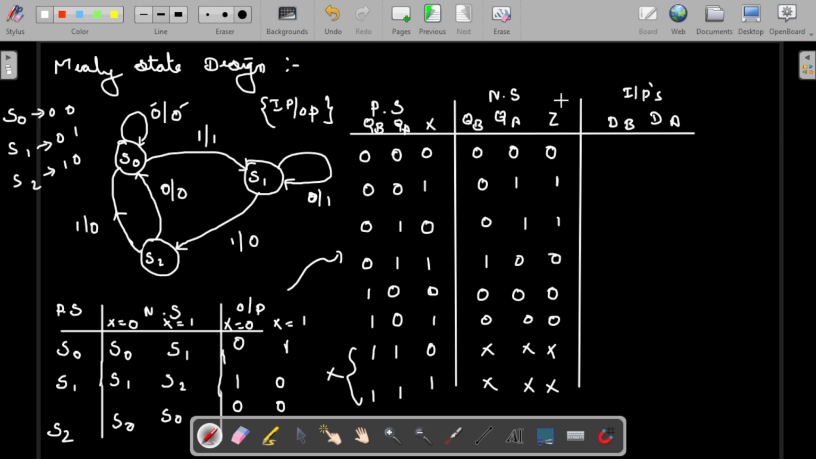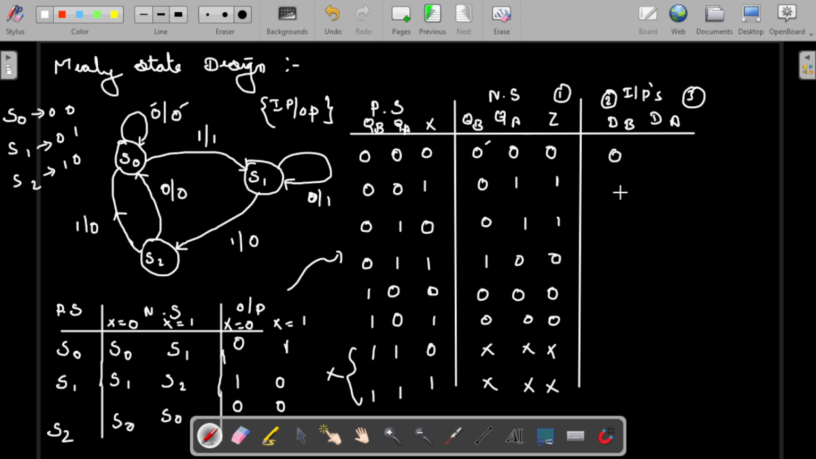So we need to find 3 equations: this is 1, this is 2, and this is 3. This is very simple. With a simple K-map, you guys will be able to do it. Before that, let me use the excitation table and fill in DB and DA. QB will come in DA, and what comes here will go there. So let me complete the table.